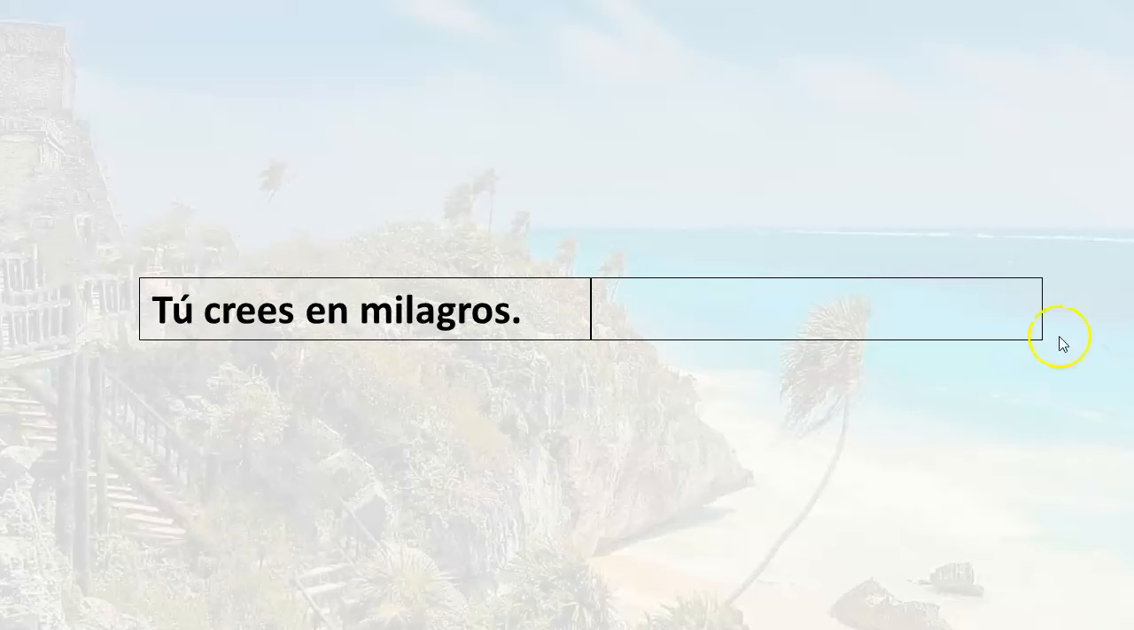So remember, we use creer with certain expressions. For example, to believe in something is creer en. And my question here is, how do you make this a question? How do you ask the question, do you believe in miracles? Remember to use inversion. So verb first, and then the subject pronoun. And the question is, ¿crees tú en milagros? Do you believe in miracles?